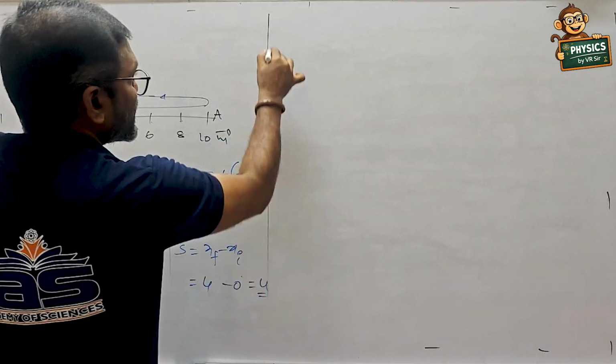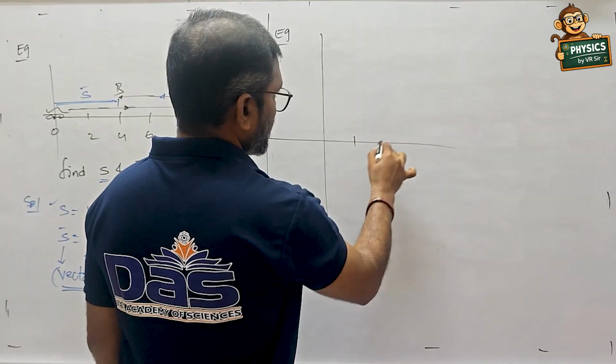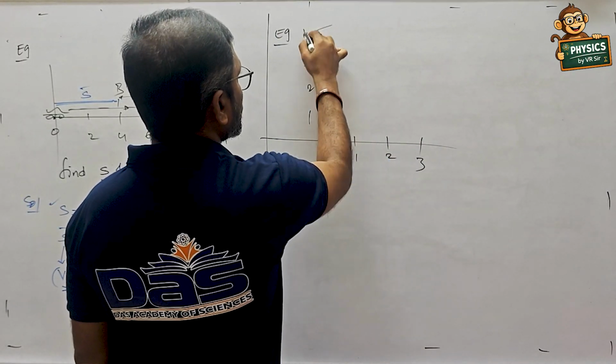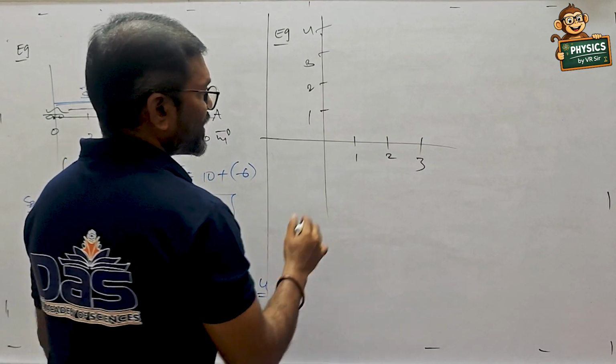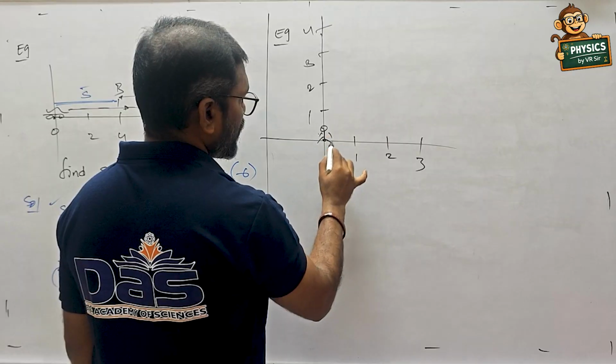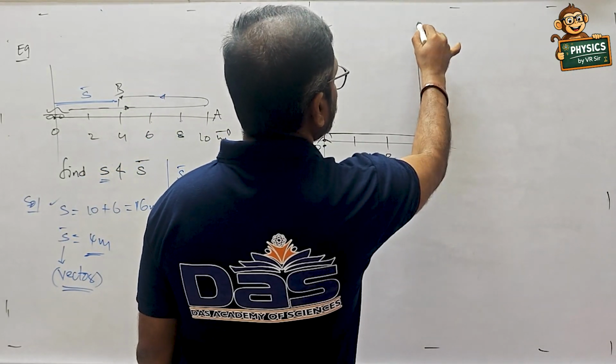Now coming back to the next example, one more example. Now here, this is 1, 2, 3 units, and this is 1, 2, 3, 4 units. Now let's take the object is moving, person or object, whatever, moving in this direction, and after that he moved like this.